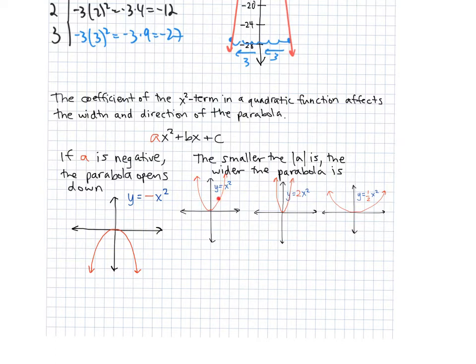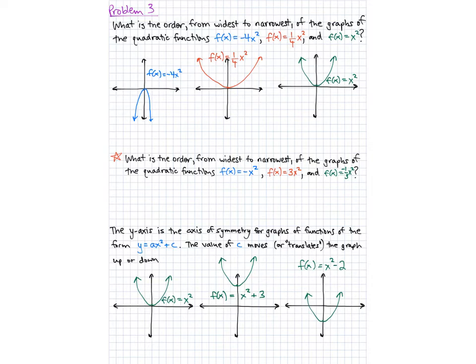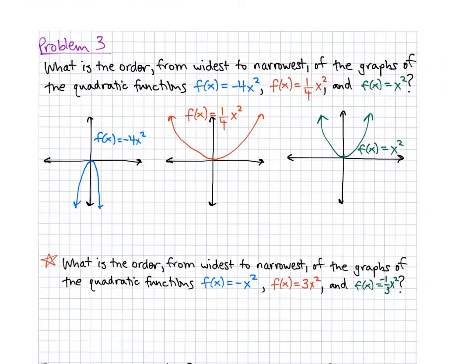So here's your parent function where my a is just 1. So this is just our regular parabola right in the center. If a is 2, it gets skinnier or more narrow. So the higher the absolute value of a is, the more narrow it is. And the smaller the absolute value of a gets, so like fractions, in this case 1/2, the wider it is. So if you think about 1 in the middle, if you go between 0 and 1, it gets wider. If you go above 1, it gets more narrow. So we'll use that fact here in problem 3 to order these 3 functions from the widest to the narrowest.